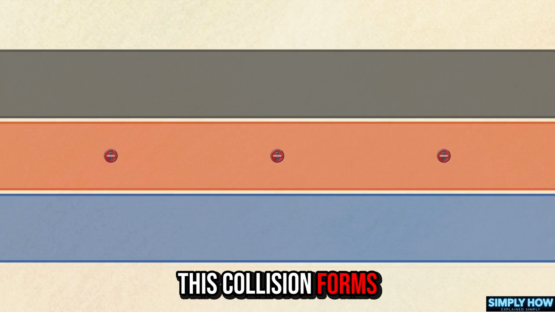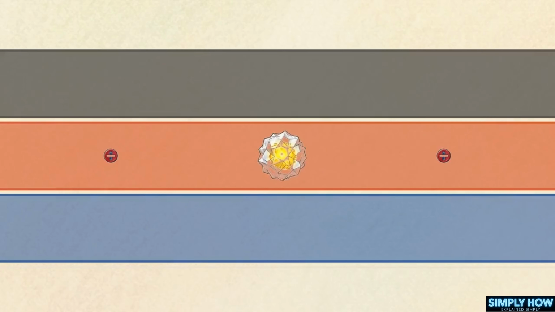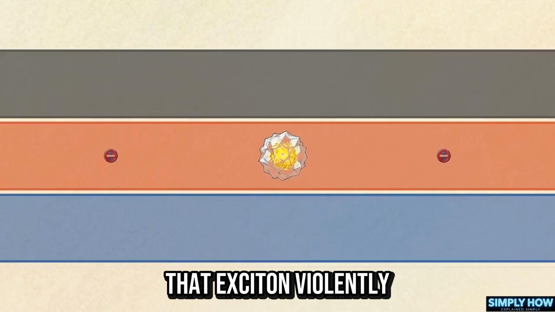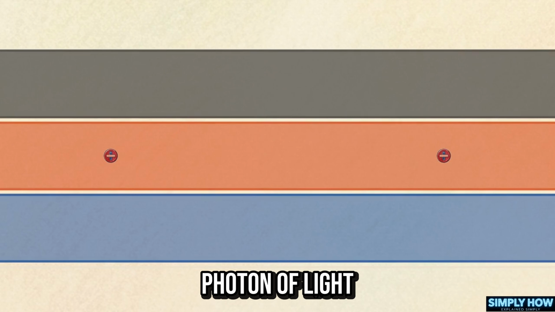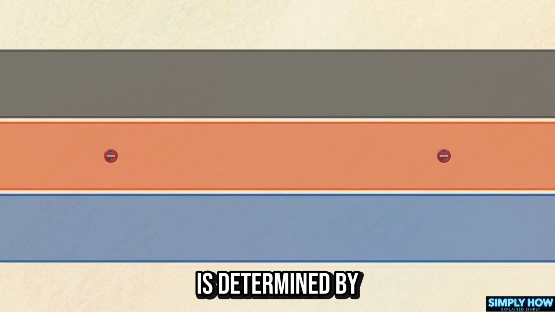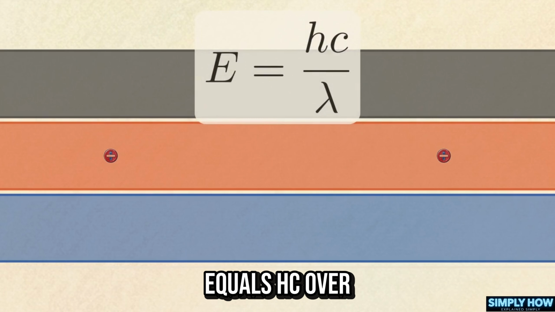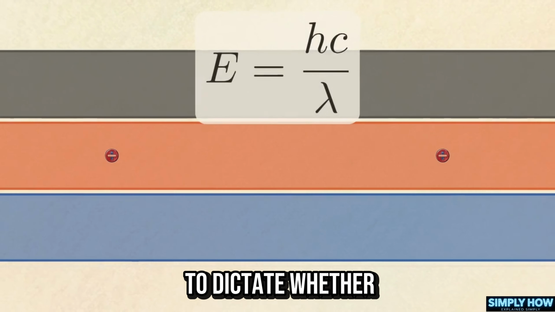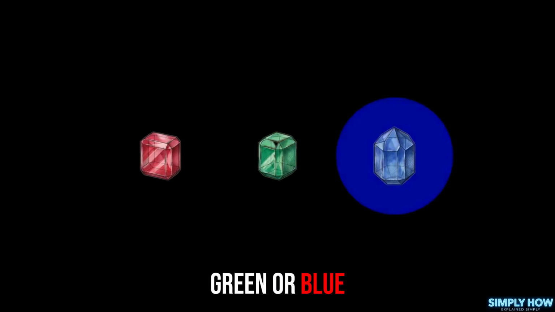This collision forms a highly unstable, vibrating particle known as an exciton. To stabilize itself, that exciton violently releases its excess energy as a single photon of light. The exact color of that light is determined by the energy band gap equation, E equals hc over lambda, which allows engineers to dictate whether the resulting subpixel glows pure red, green, or blue.